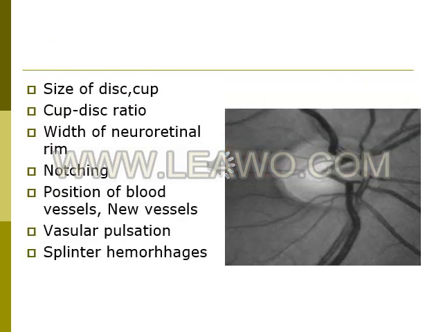The following points are noted while examining the optic disc: the size of the disc, size of the cup, cup to disc ratio, width of the neuroretinal rim, presence of any notching, position of blood vessels, any new blood vessels, vascular pulsations and splinter hemorrhages at the disc.